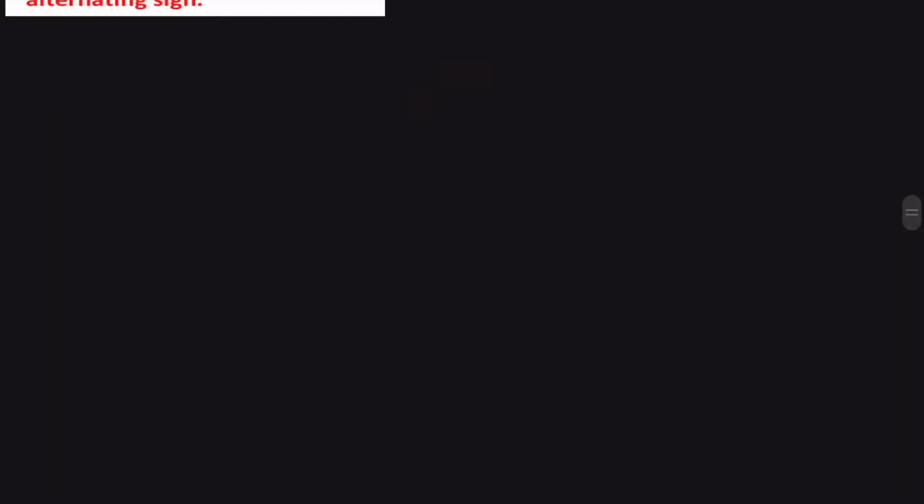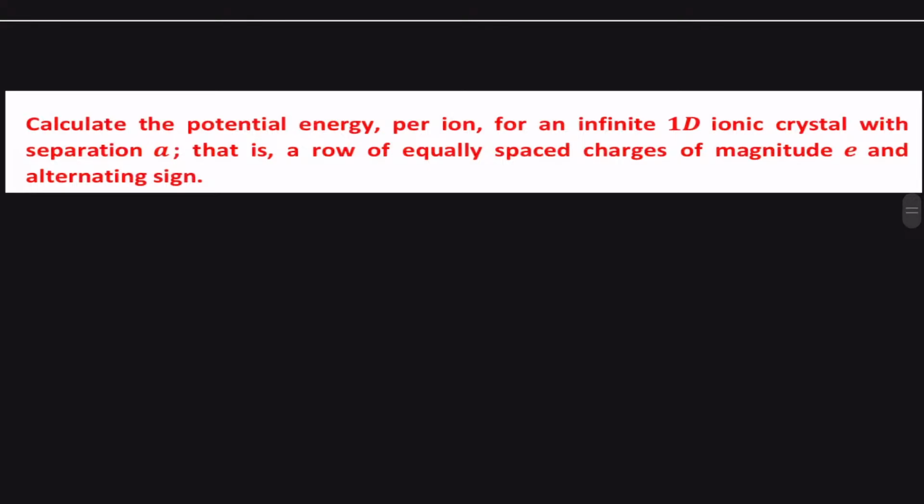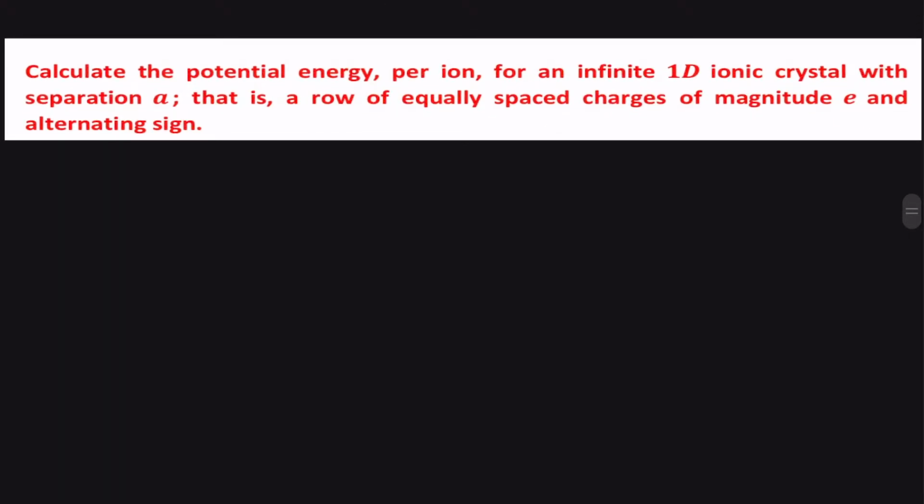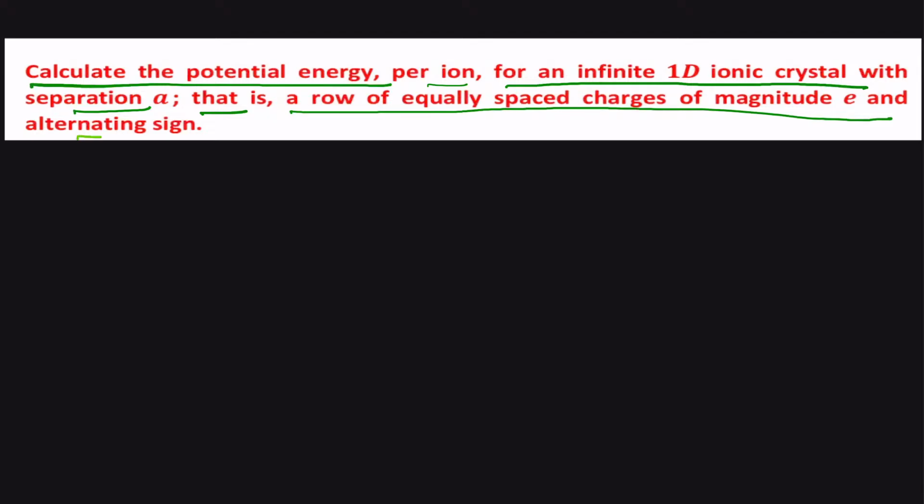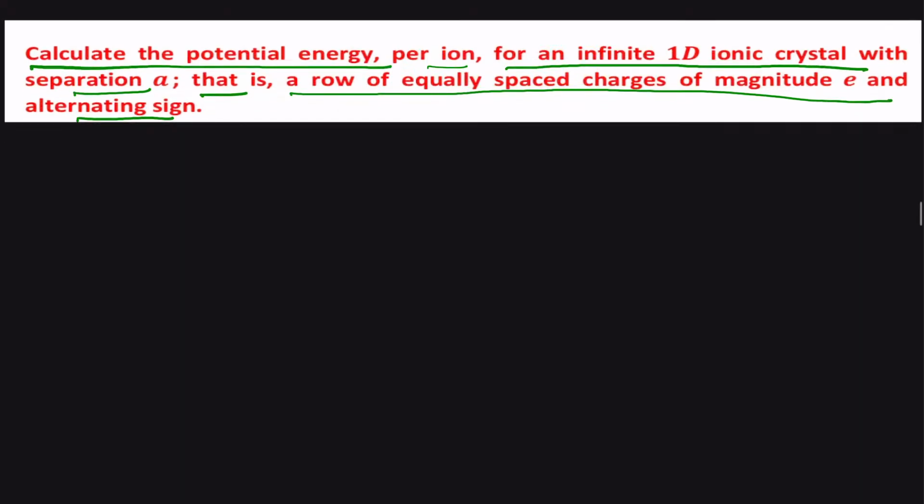Next question. It states that, calculate the potential energy per ion for an infinite 1D ionic crystal with a separation A, that is a row of equally spaced charges of magnitude E and alternate sign. So we are given that we are having a one-dimensional ionic crystal with the point charges of magnitude E, and they are placed alternately from minus infinity to plus infinity. So this is the basic question.